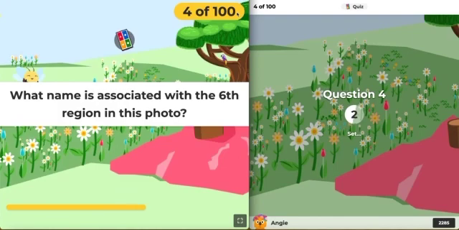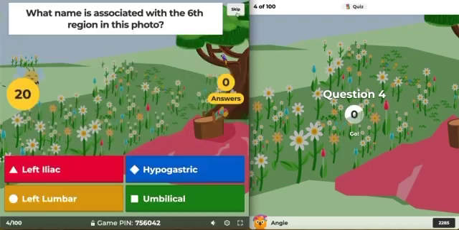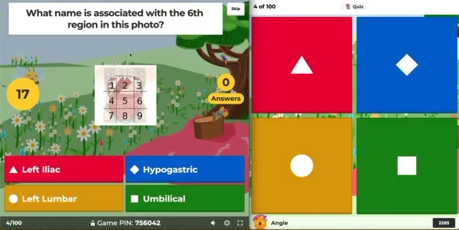What name is associated with the sixth region in this photo? So in this photo, the sixth region is on the left side. It's also in the lower back region. So this is going to be the left lumbar. So it's going to be the left lower back region.